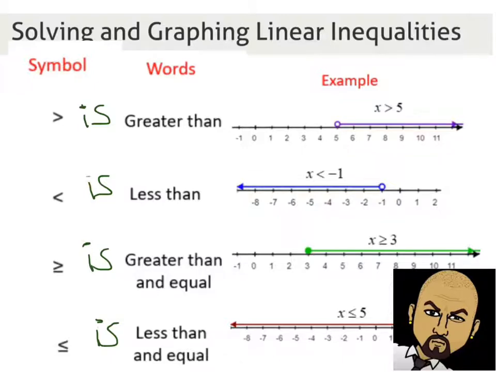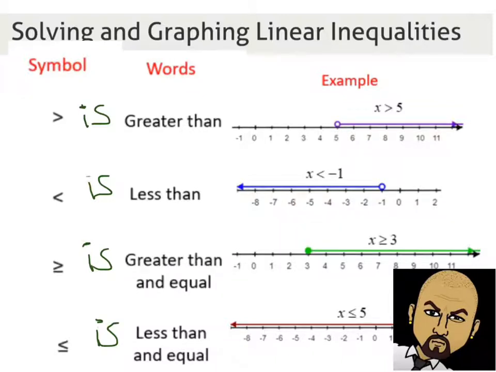Now we've got to shade. Are we going to shade to the left or to the right? Well, x is greater than or equal to positive 3. So where are the values of x that are going to be greater than positive 3? They are going to be to the right. So all the values that are greater than positive 3 are going to be to the right.